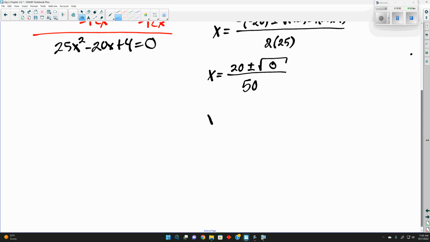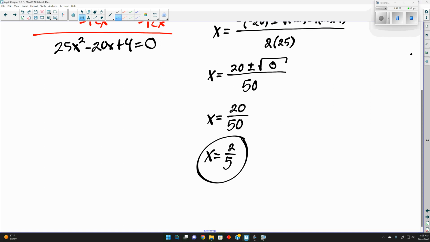Now, what is the square root of 0? 0, yes? What would be 20 plus 0? What's 20 minus 0? So really that plus or minus 0 doesn't matter. It's going away because if we add 0 or subtract 0, it doesn't do anything. So we're really left with 20 over 50. We could simplify by 2, yeah, which would be 2 fifths.